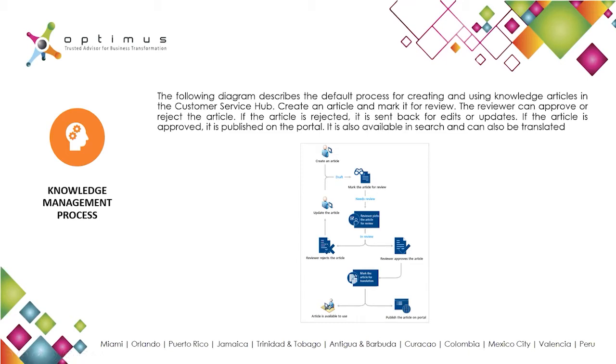So what does that mean? That you can create articles and allow them to be available in a portal. If you have a customer service self-service portal, you can enable that portal to allow users to go directly to the portal and search for articles with your keywords. So that's one additional functionality that you can use with these articles.